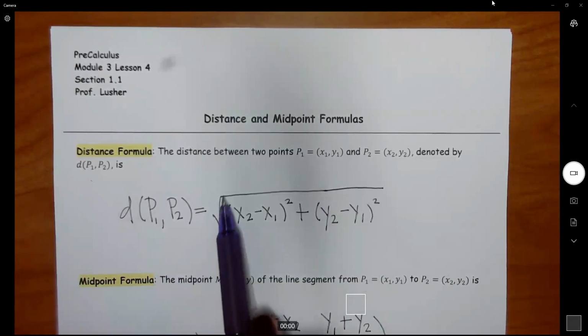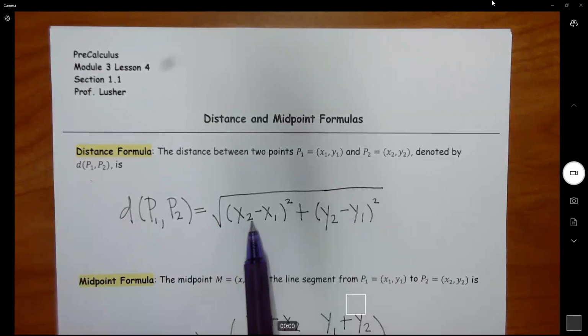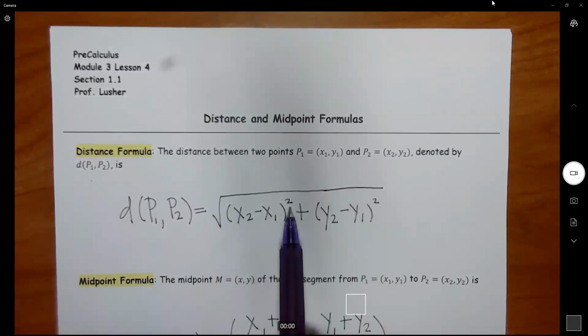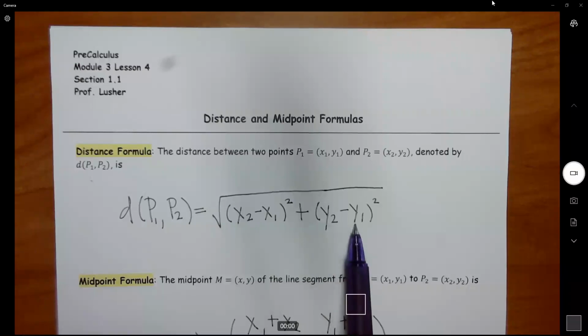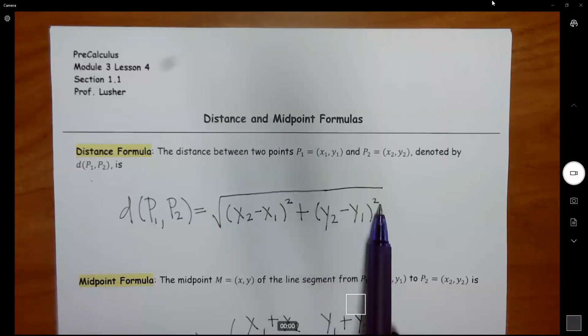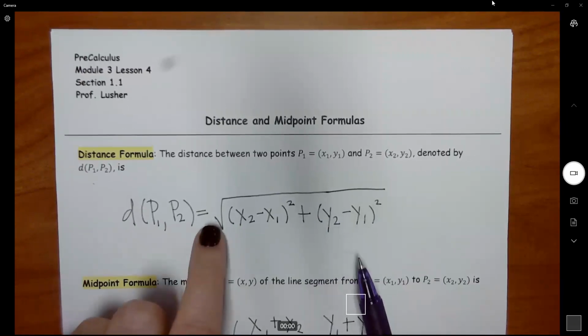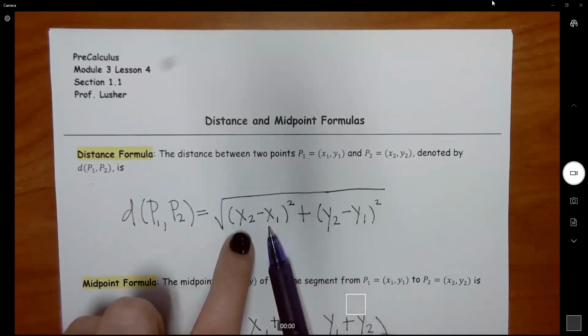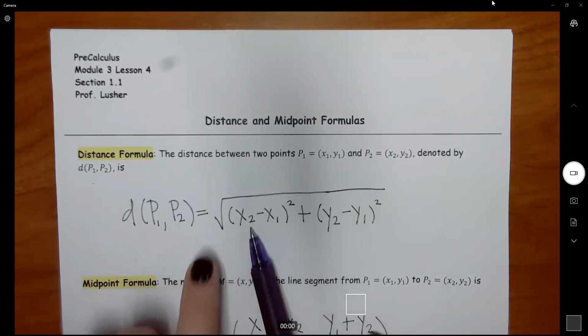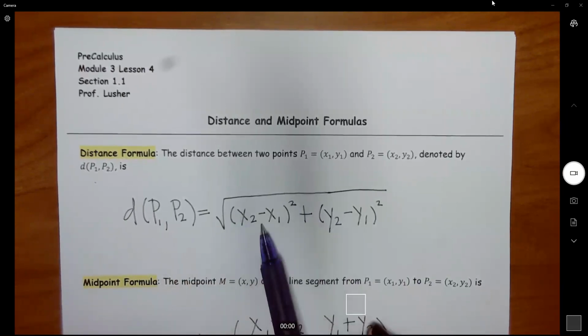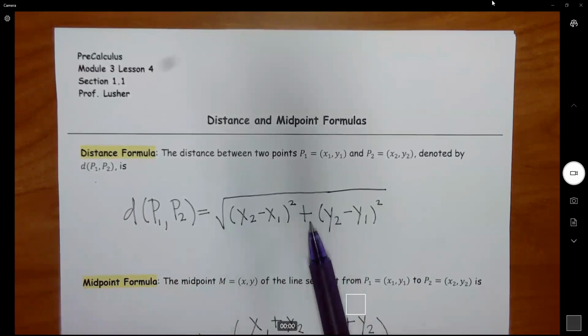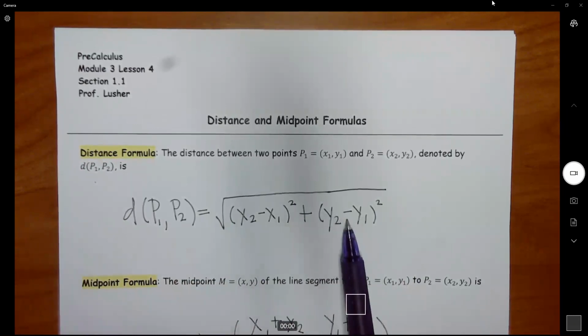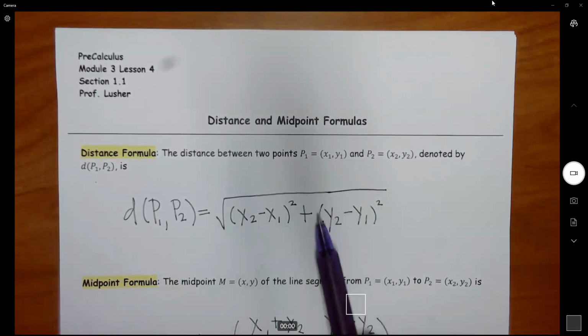So your formula is the square root of x2 minus x1, and that whole thing is squared, plus y2 minus y1, and that whole thing is squared. So basically what you're doing, you're taking the square root and you're going to subtract your x coordinates, and really it does not matter which order you subtract them in, because whether it's positive or negative, when you square it, it's going to come out positive. Plus, again, you subtract your y coordinates, and it doesn't matter the order, because once you square it, it's going to come out positive no matter what.